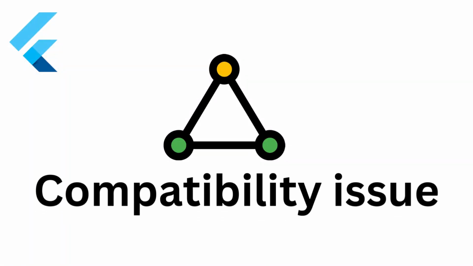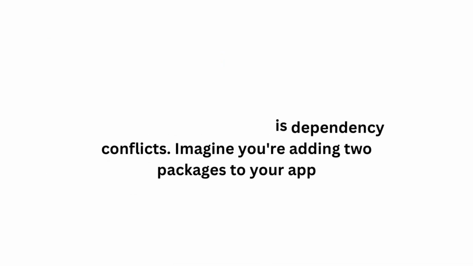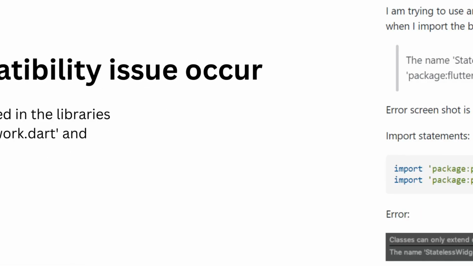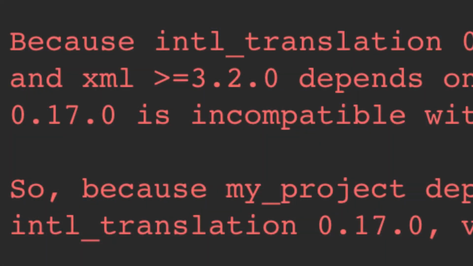So the first disadvantage of using packages is dependency conflicts. One issue that may arise is dependency conflicts. Imagine you are adding two packages to your app. Each package relies on different versions of the same underlying software, like two friends fighting over what TV shows to watch. This conflict can lead to errors and crashes in your app, just like arguing with friends can make it tough to enjoy your TV time. So this dependency conflict can lead to a problem for you while you are working on a complex application.